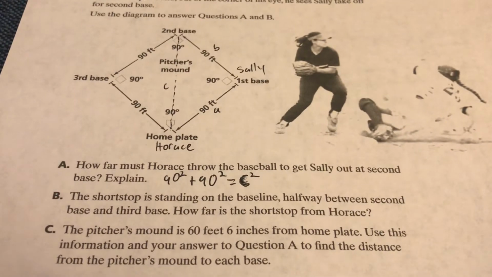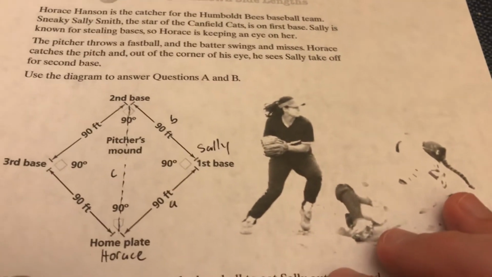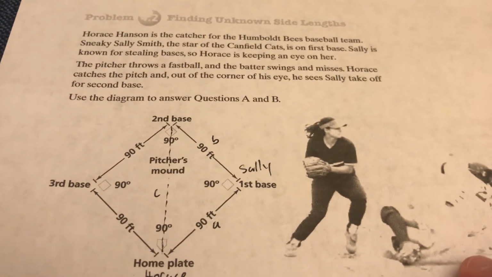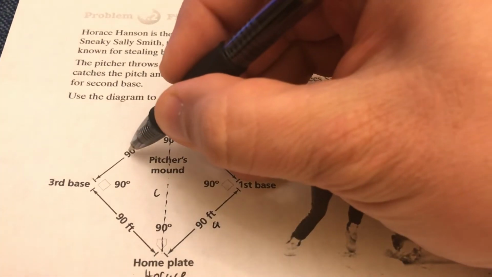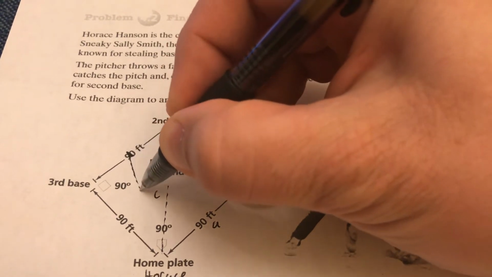Now let's look at the second problem. It says the shortstop is standing on the baseline halfway between second base and third base. How far is the shortstop from Horace? Okay, so if you played baseball at all or watched a baseball game, shortstop is a very important position, and they stand halfway between second base and third base. So it's asking how far the shortstop is from Horace. So it's going to be halfway here. I'm going to make a little mark there. And then from home plate, it's going to be this distance here.